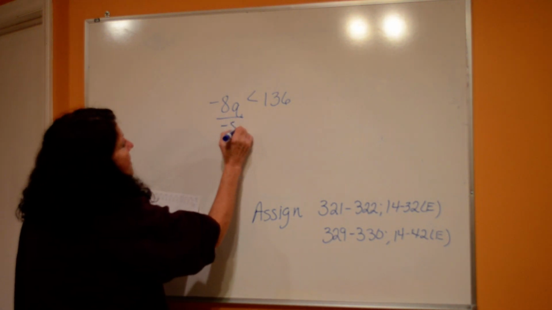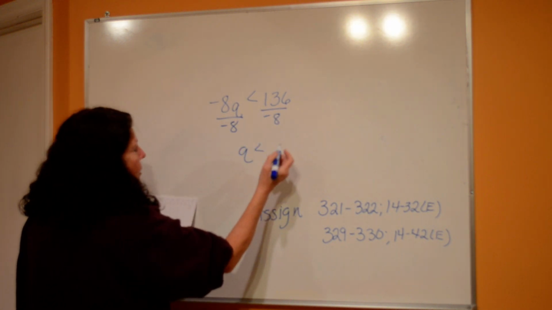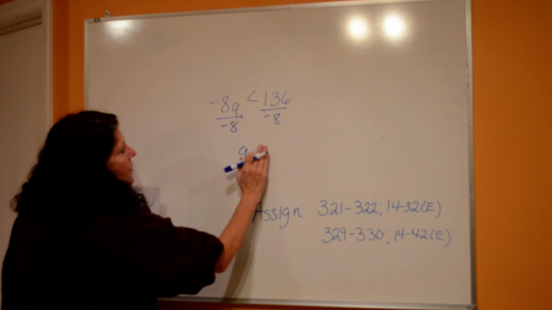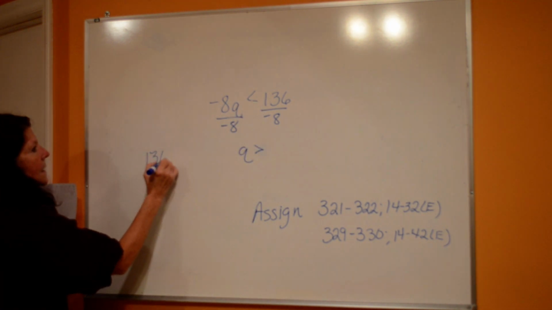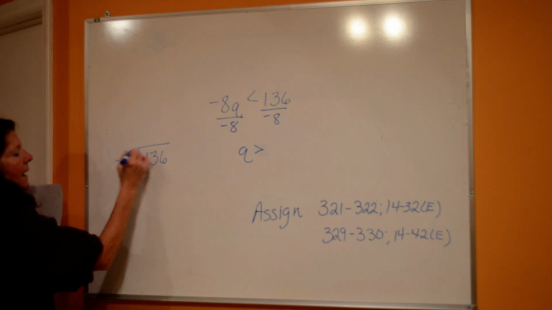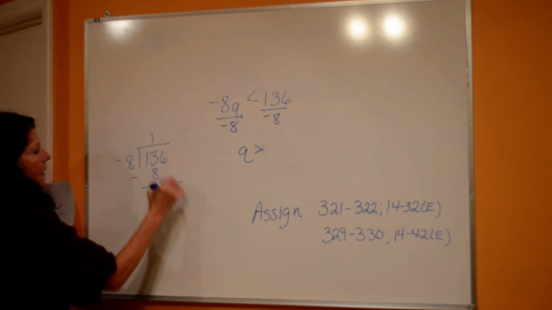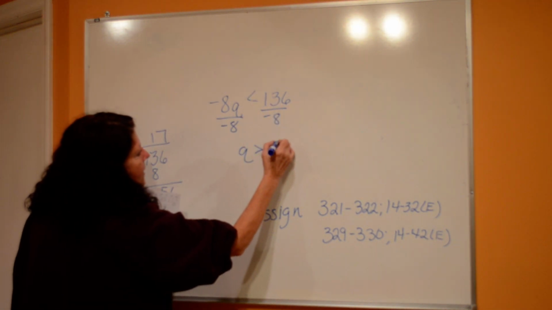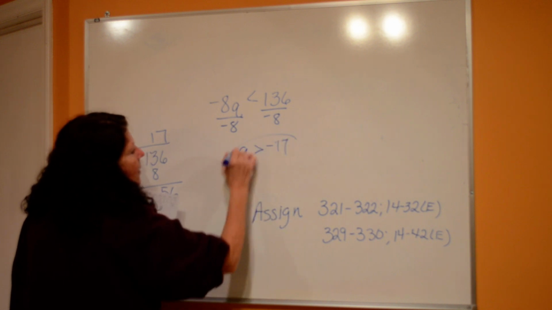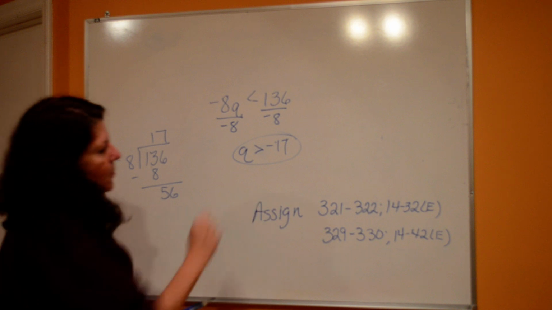So I'm going to divide both sides by negative 8, and I'm going to get q is less than or equal to, actually I got to switch the sign because I divided by a negative, so I have 136 divided by negative 8 goes in there 1 time, with 5 left over, that goes in there 7 times. A positive divided by a negative is a negative. So that's going to be your answer. All right, so that's your homework right here.